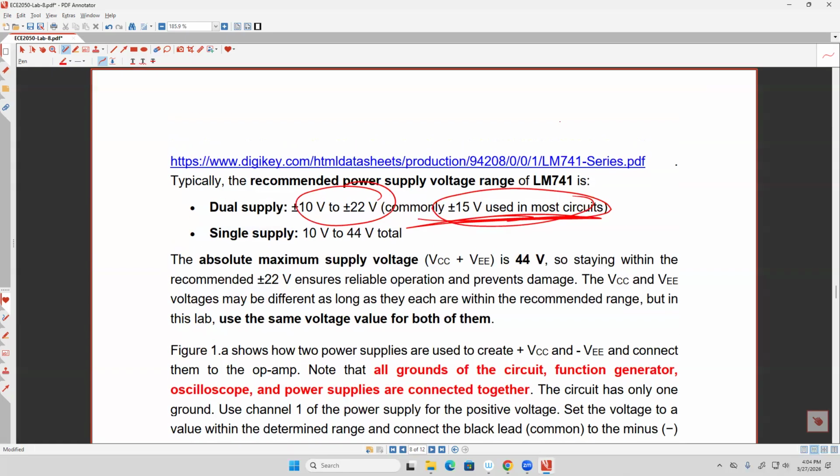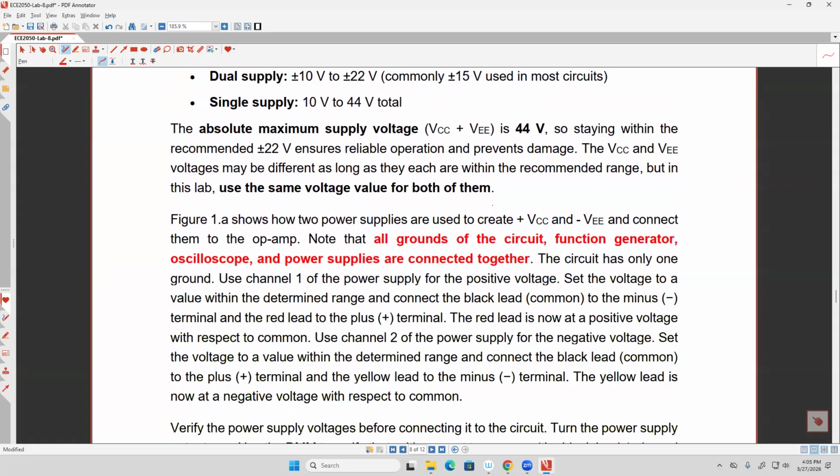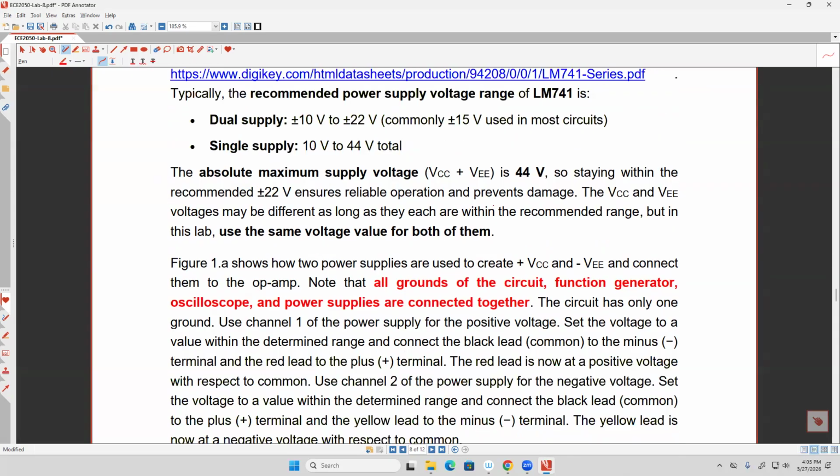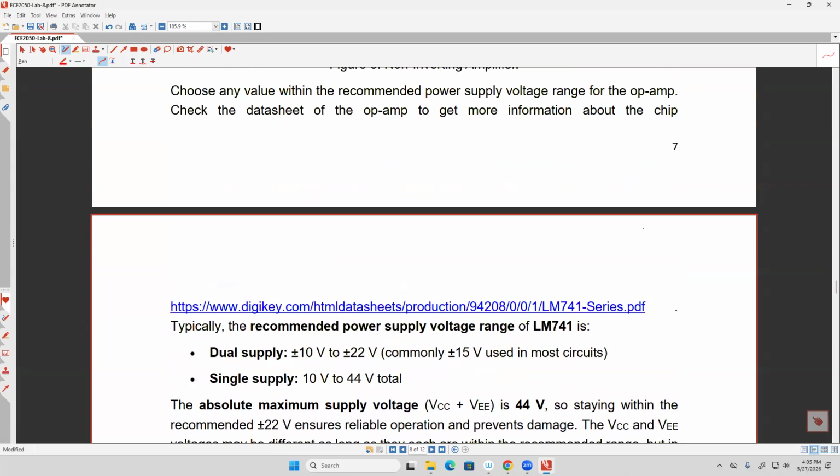As long as you can make it positive and negative 15, you need to make sure before you connect the power supply that the two power supplies are set correctly. This is a mistake I made as a student. I didn't pay attention to the power supply. It was 40 and negative 40, so it burned right away, because it's too much. But anyway, that means the output voltage I can get should be between positive 15 and negative 15.